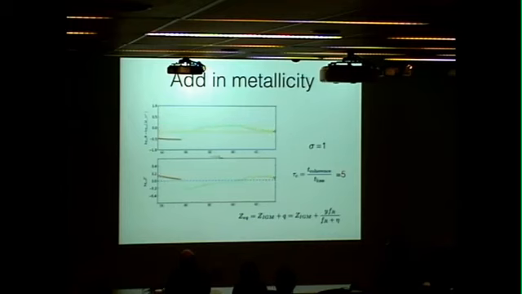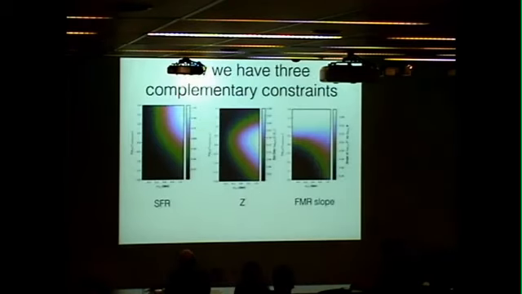And not only can we measure the scatter in the metallicity here, you can also measure the correlation. So that gives you three sort of independent constraints. So this is the scatter in the star formation rate, this is the scatter in the mass metallicity relation, and this is the slope, i.e. the anti-correlation between the star formation rate and the metallicity at a fixed mass.